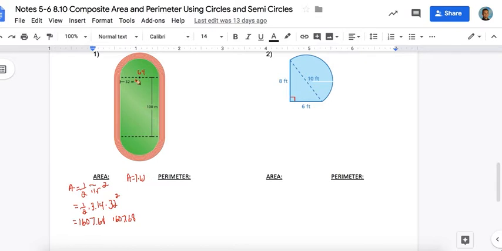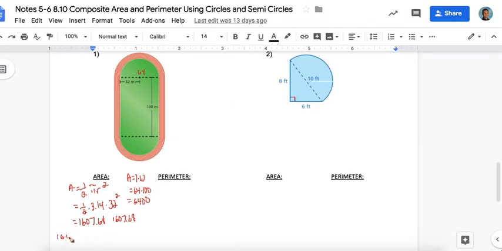So back to the rectangle, area equals length times width. Now remember, it's not 32 all the way across, it's 64 all the way across. And then the width is 100. So I'm going to do 64 times 100. And that will give me 6,400.